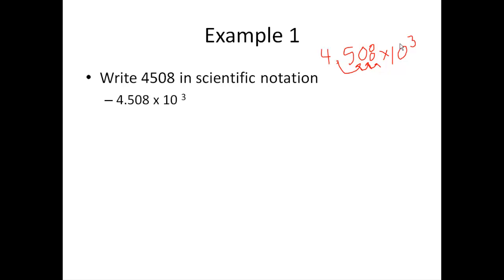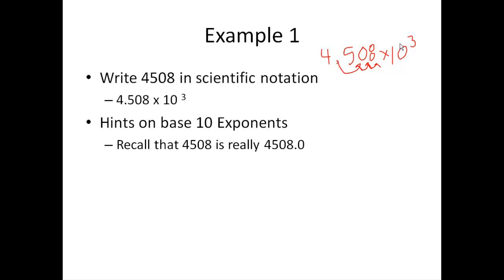It has a 0 in it, so that 0 is significant. It's only if there's a 0 in the front with nothing else or a 0 at the end with nothing else that you even think about getting rid of it. So here are some hints on using base 10 exponents because they're so good. Recall that 4508 is really 4508 point. That's where the decimal is, and I put a 0 there just so you can see that there's a decimal there.